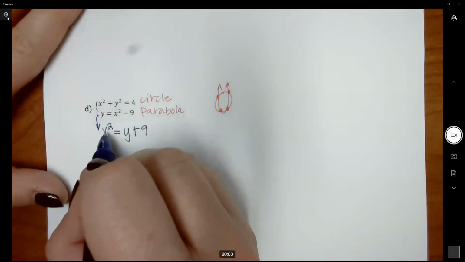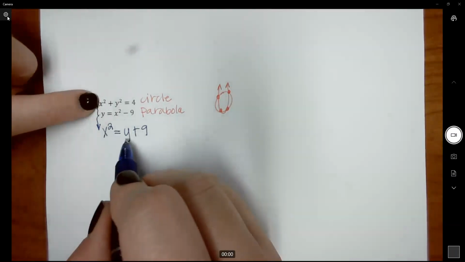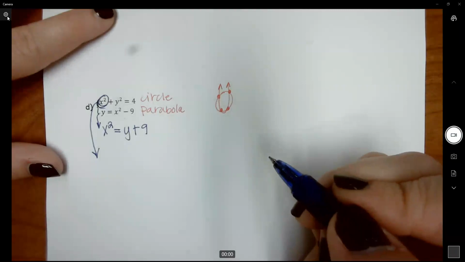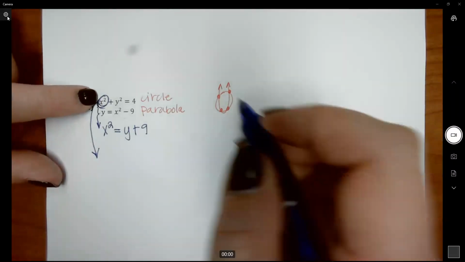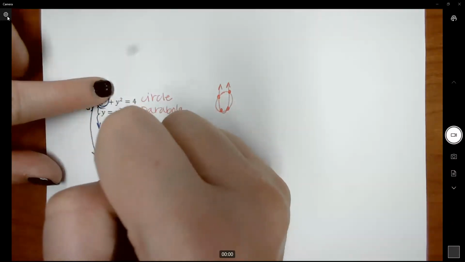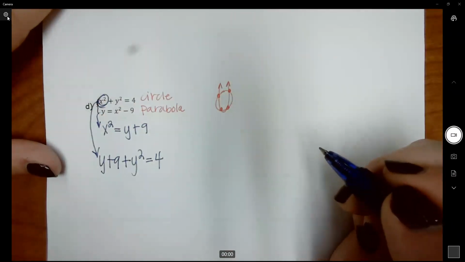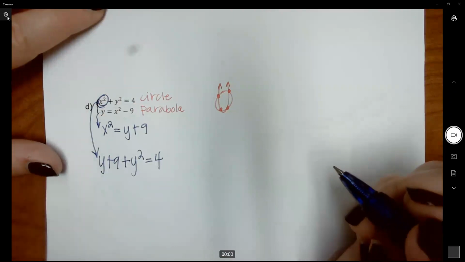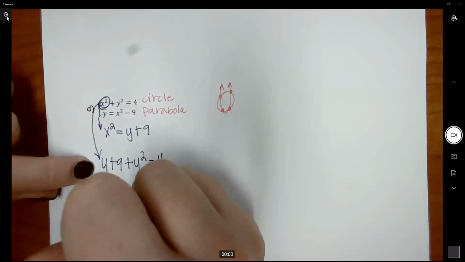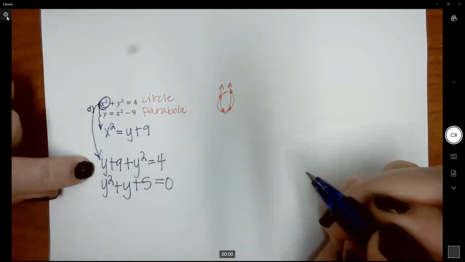And now I'm going to substitute in where I see an x squared here. I'm going to replace this x squared with y plus 9. Replacing this entire term, not just the x, but the entire x squared term. So this is y plus 9 plus y squared equals 4. Okay, so we have a quadratic. So I'm going to have y squared plus y. We're going to subtract that 4 over, plus 5 equals 0.